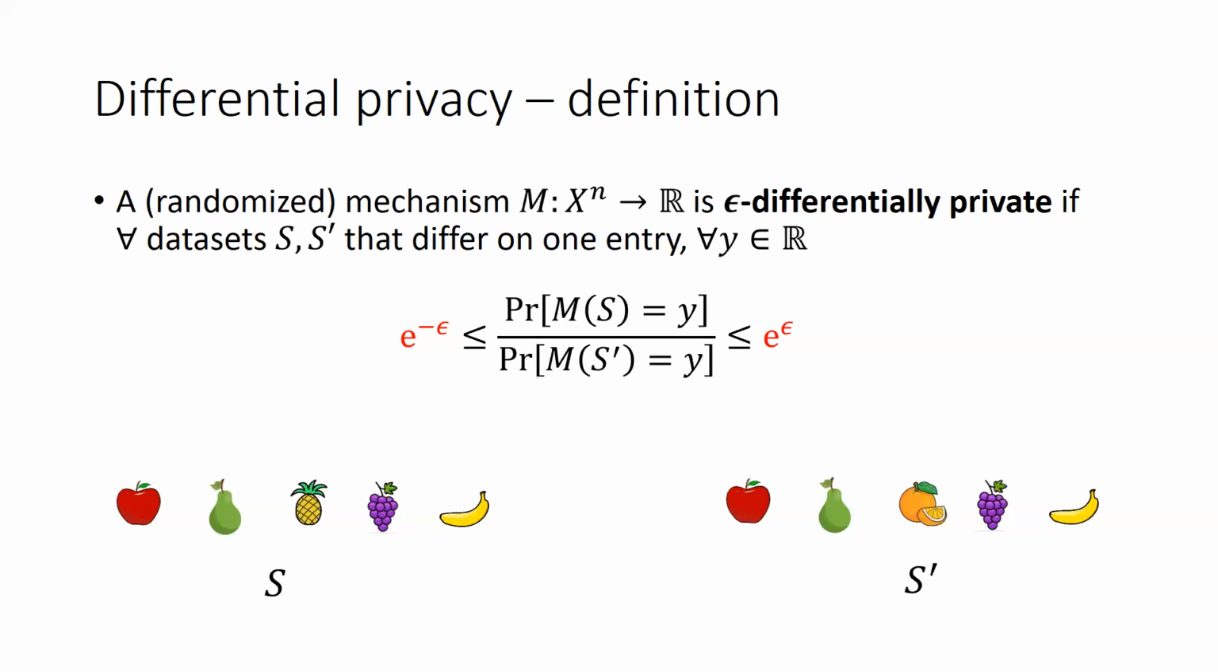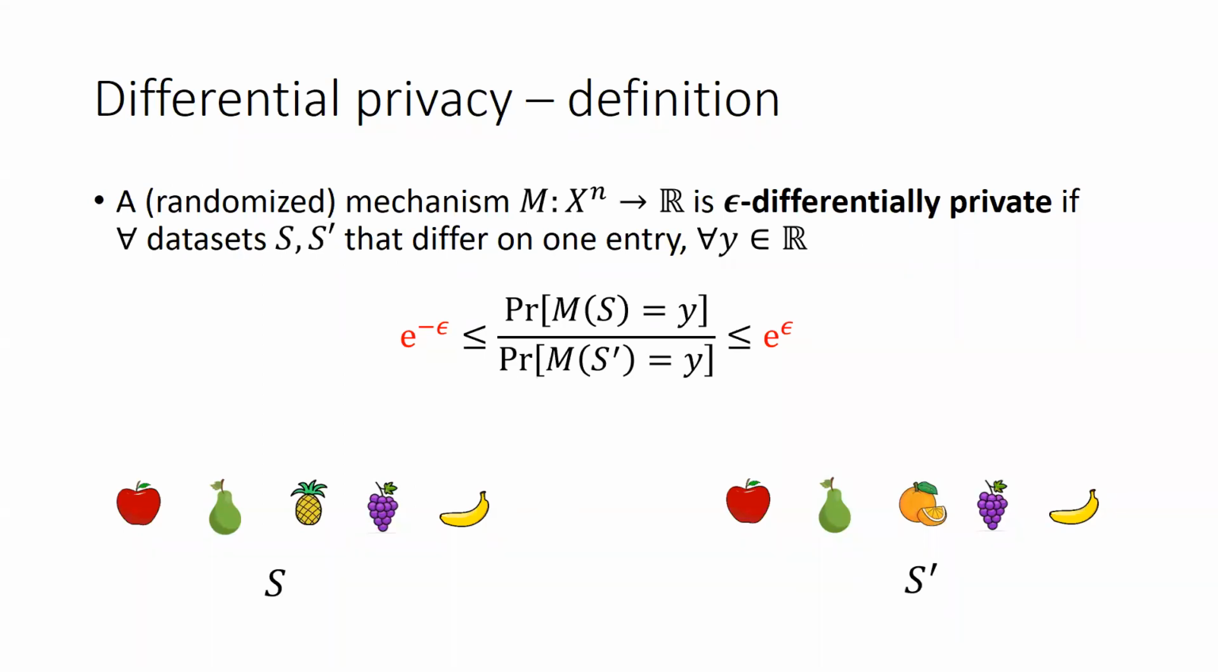You can ask any query, but we want the output of the query to satisfy this property. So as long as the trusted entity satisfies this privacy property, then you are fine. Okay.